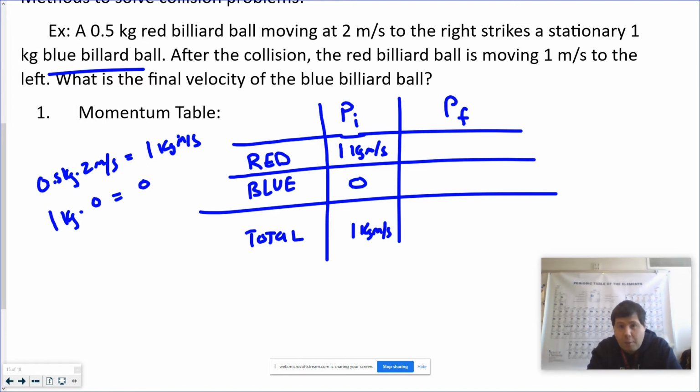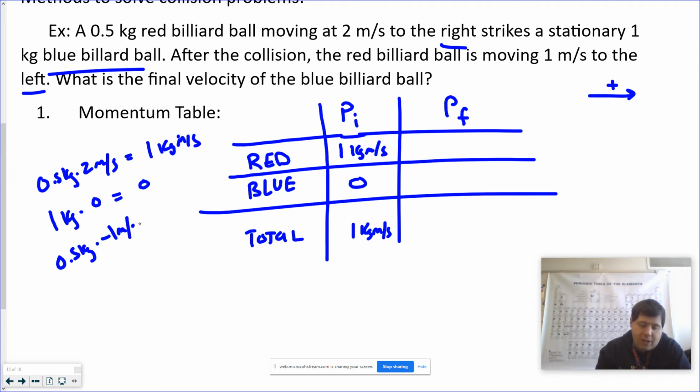Now, for the final momentum, I know that after the collision, the red billiard ball is moving 1 meter per second to the left. So I do need to account here for the direction still. So I've made right positive over here. So we're going to say afterward, the red ball is still that 0.5 kilograms, but now it's moving 1 meter per second to the left. So its momentum is now negative 0.5 kilogram meter per second. And that is just capturing the fact that it's going to the left.